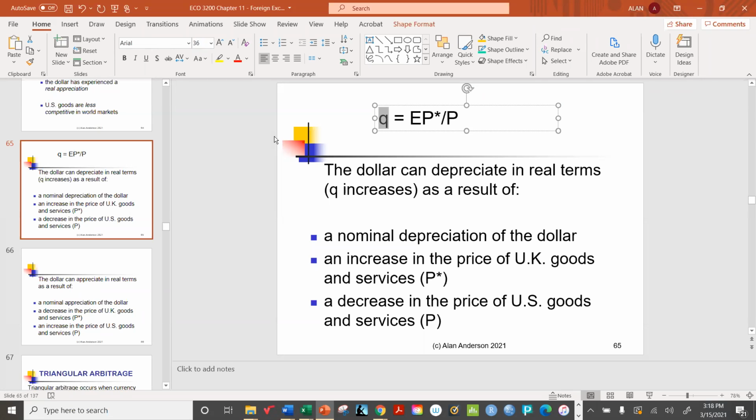All right, so here you can see that the real exchange rate is affected not only by the nominal exchange rate, but also by domestic and foreign prices. In fact, since these factors can all change at once, you could actually have a stronger dollar in nominal terms and yet a weaker dollar in real terms. It could happen.